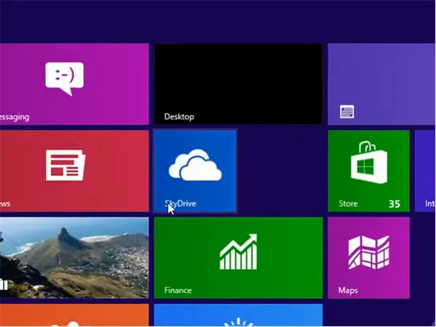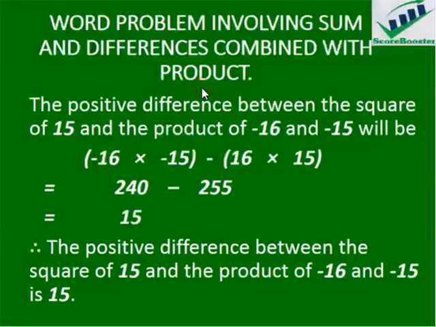Product of minus 16 and minus 15 minus what? Minus the square of 15, which is also what? 15 times 15. This is the statement of the question given to you. The positive difference between what? The product of minus 16 and minus 15, this will give us a greater number than the square of 15. That is why it is put here.